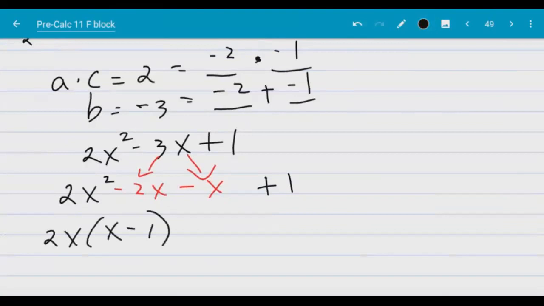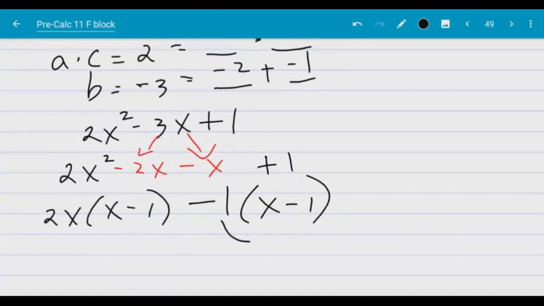And again, I told you last time that if you are doing this correctly, the next two terms will have the same factors. Which means the number out here that you will multiply by this binomial to get negative x plus 1 would be negative 1. All right, quickly check. Negative 1 times x is negative 1x, or negative x. Negative 1 times negative 1 is positive 1, so we're good.